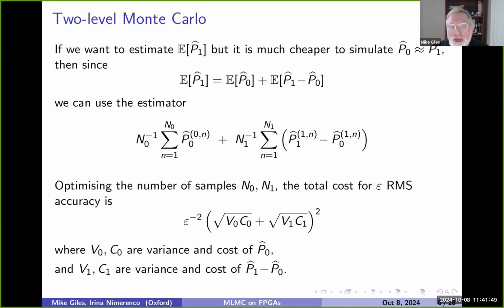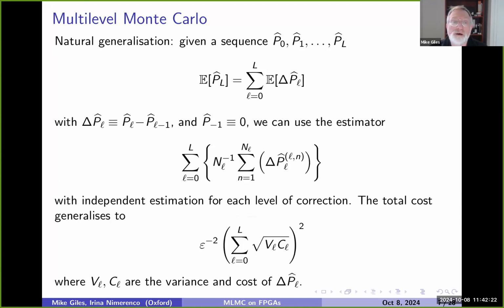So what we can now do is optimize the number of samples, n0 and n1, and we can again get that epsilon root mean square accuracy, but now the cost behaves like this: epsilon to the minus 2 times the square of the square root of v0 c0 plus the square root of v1 c1, where the v's and c's are the variances and costs that are listed there in the slide. Okay, so that's the two-level method.